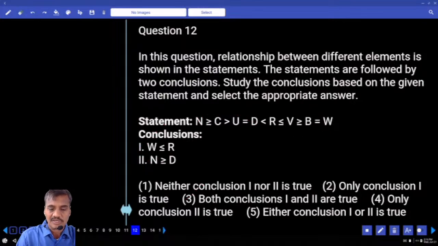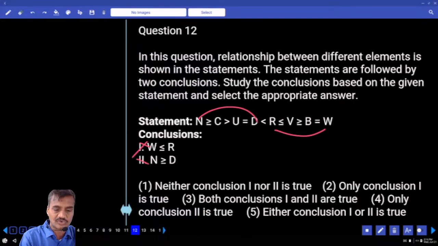Then the 12th one, W and R. Between R and W, they are opposite symbols, so no relation can be drawn. N and D: between N and D, N greater than D is 2, equal to D is false. And so what is your answer? Neither one nor two, choice 1, question number 12.